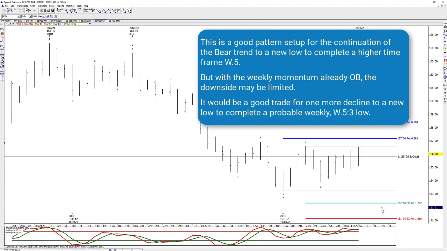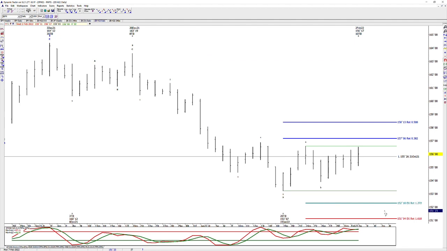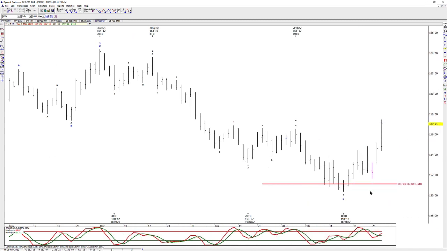So a pretty good trade, but given that the weekly momentums are oversold, given that this is probably going to complete a higher time frame 5-wave decline, I would probably avoid it, but it's certainly a potential that a lot of traders should consider, particularly with an ETF where you could take a very small position just to take advantage of a probable continuation of the bear trend. So I have advanced the data and cleaned the chart up a bit, and indeed bonds did continue lower. This was a correction, and a probable wave 4 correction as anticipated.